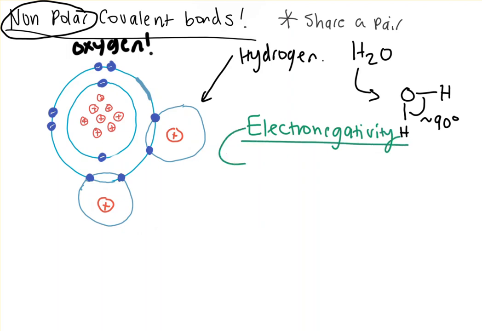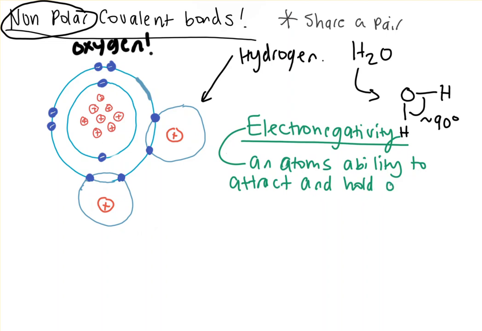So electronegativity is defined as an atom's ability to attract, not attract, I was thinking about the word attack, attract and hold onto electrons. So in lecture, if you want to go review for lecture, I gave you some math about what you can expect depending on the electronegativity. So more than 2, between 0.5 and 2, and less than 0.5.